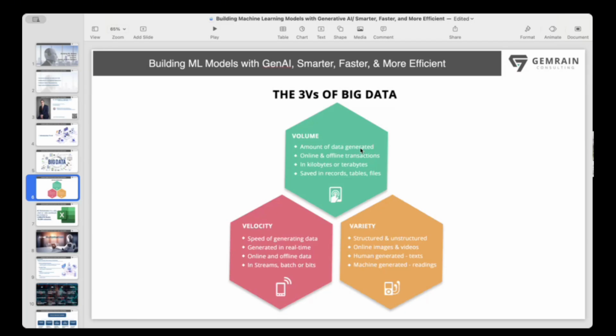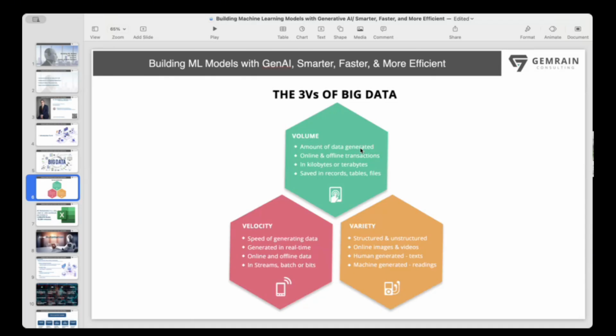And then the third one is variety. If you are dealing with data that comes in different formats, structured and unstructured, you may ask, what is structured data? What is unstructured data? Structured data is the data that every one of us deals with from time to time, the data that we can read in an Excel sheet, which comes in rows and columns. Unstructured data is data that we also deal with, but not in an Excel sheet, the data that we have in our devices.